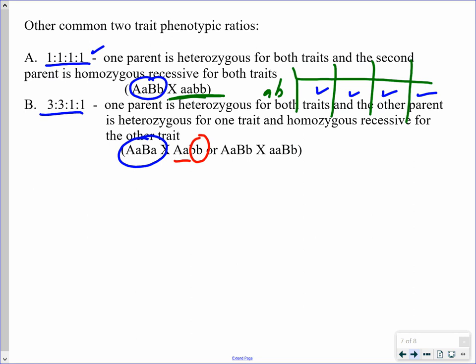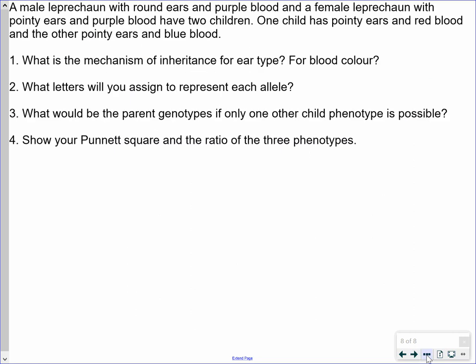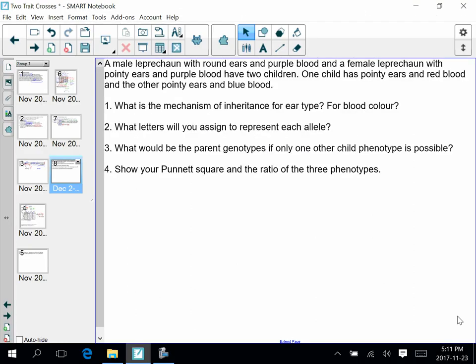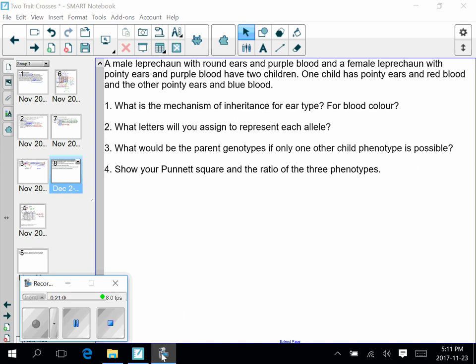You do need to be kind of careful, though. The one that I've circled in red here, it is the B gene that is homozygous recessive, but there could be the other possibility where it is the A gene which is homozygous recessive, and it is the B which is the heterozygote form. So again, these are fairly common ratios that you will come across. The more common one is the 9 to 3 to 3 to 1 ratio, but it's kind of nice if you do recognize these other ones, the 1 to 1 to 1 to 1, and the 3 to 3 to 1 to 1.